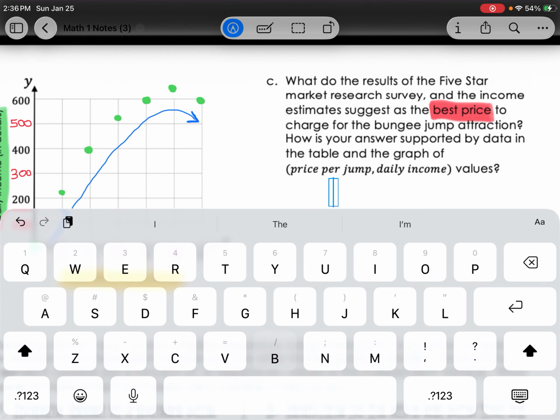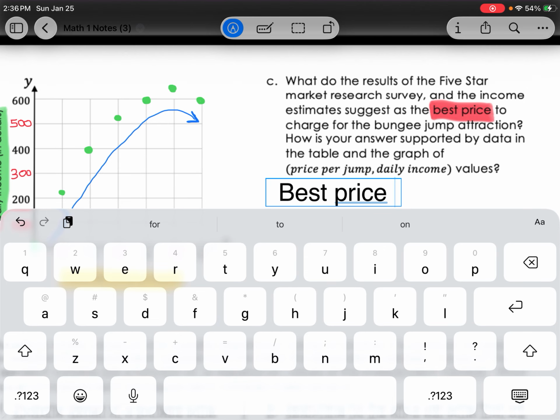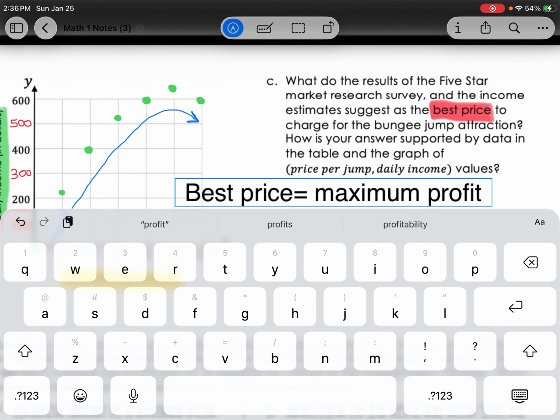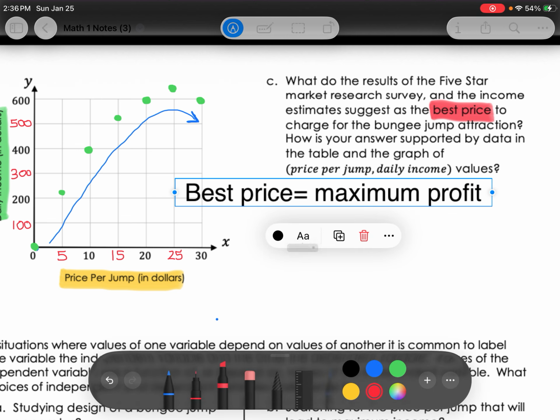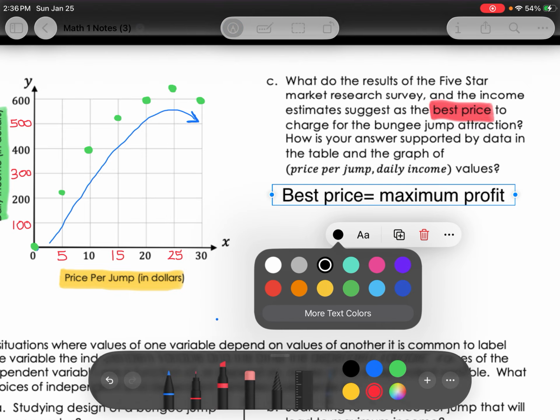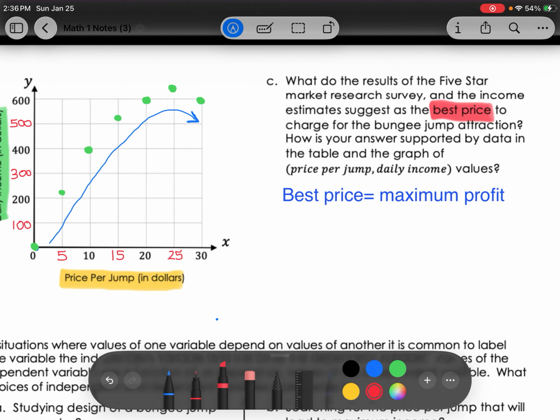When it wants the best price, it's really just saying where's the maximum profit, okay? That's what we're looking for. We're looking for our maximum profit. I'm going to put this in blue. So our max, where's our highest point? Highest point, or I guess I'll do it in red. There it is. Highest point is right here, okay?